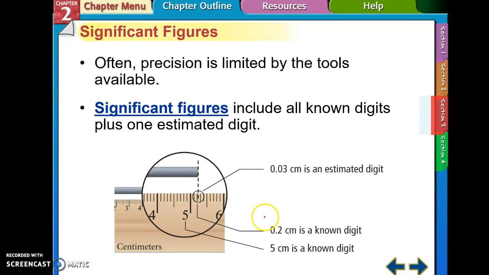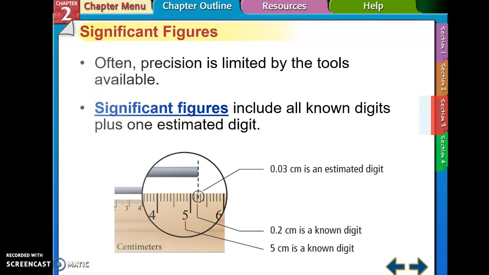Right here, we would say this measurement of 5.23 centimeters. I know 5, I know 2, I know 3. That it has 3 significant figures. That's not saying that's how many digits are there, that's how many of those are significant. So what is a significant figure? It's all the known digits plus one estimated digit.